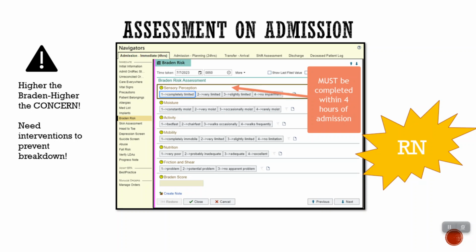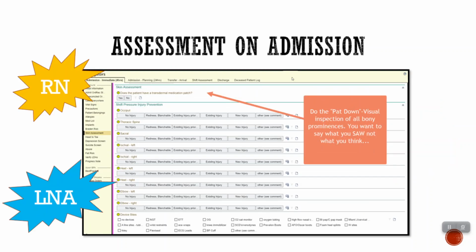So this is our Braden risk assessment, and it's going to then fall into a full head to toe. Exclamation point: the higher the Braden score, the higher the concern. And we need to identify that we have implemented interventions to prevent breakdown. So the RN is responsible for the initial Braden risk assessment, and in our assessment on admission, we need to do a physical pat down and visualize and inspect all bony prominences.